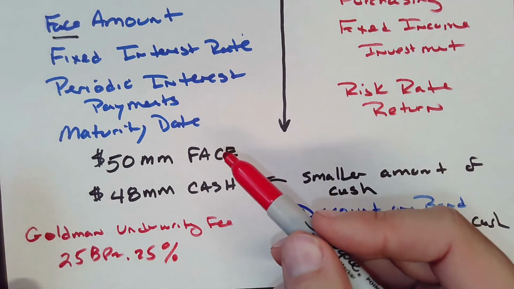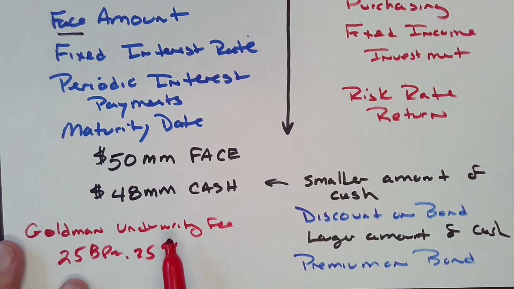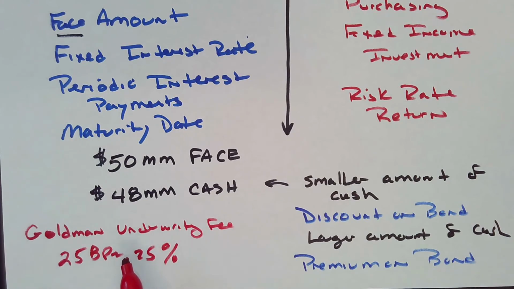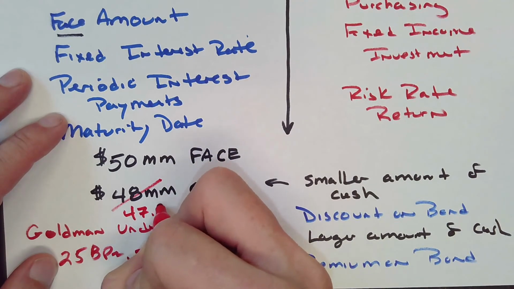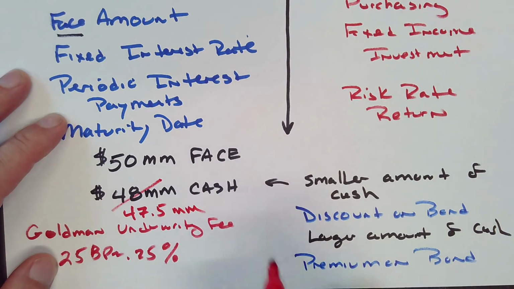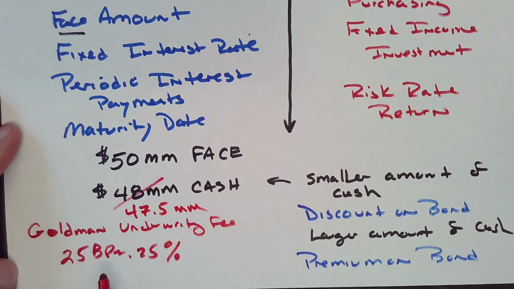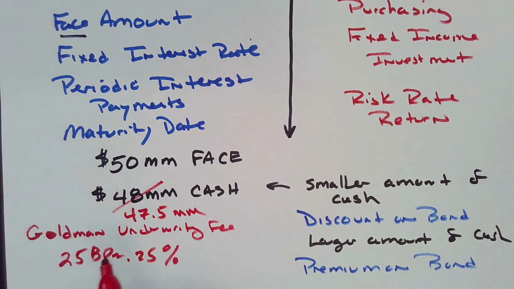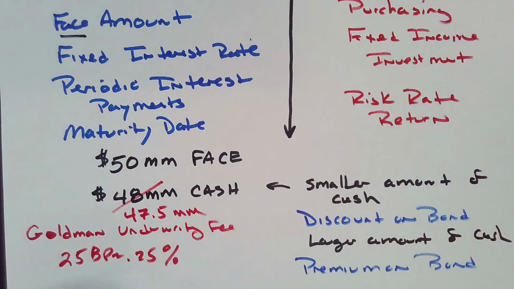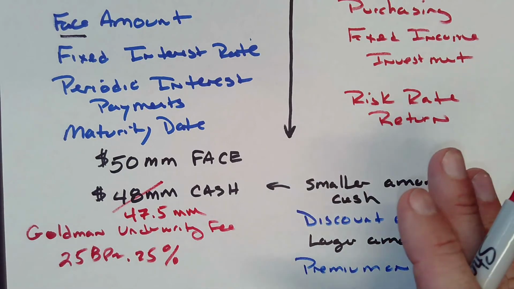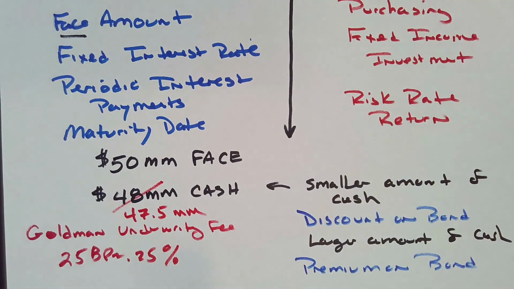on this amount. So you may even get a smaller amount of cash, but you've got to factor in these underwriting fees. That's going to lower your cash. So instead of 48 million, you may only get 47.5 million. This Goldman fee, you don't have to take that as an expense right now. You can have that be recognized over the life of the bond. Right? So that's the way.